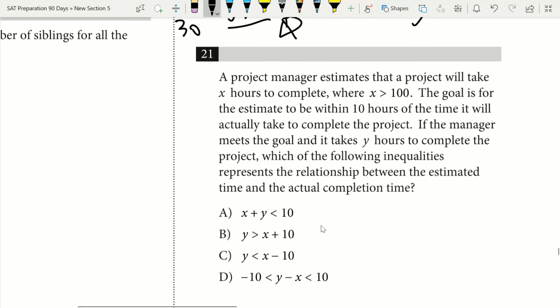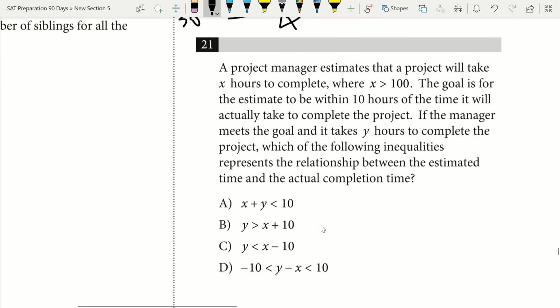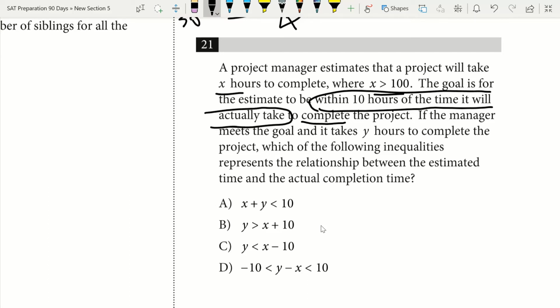All right, 21. I believe we're on 21. Yes, we are. So we've got a project manager. He's estimating a project will take X hours to complete, where X is greater than 100. The goal is for the estimate to be within 10 hours of the time. So being within 10 hours of the time that it will actually take means we could be up by 10 or down by 10. So we've got to keep that in mind.